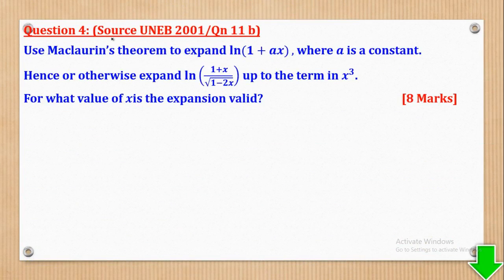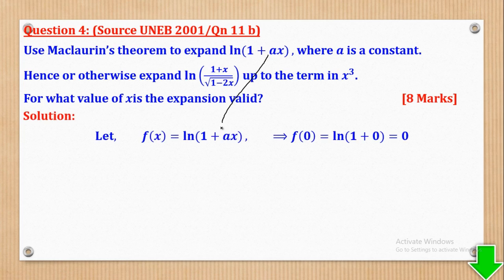Then question 4 came from UNEB 2001, paper 1, question 11b, and says, use Maclaurin's theorem to expand ln(1 plus ax), where a is a constant, or otherwise expand this up to the term in x cubed. Then for what value of x is the expansion valid?